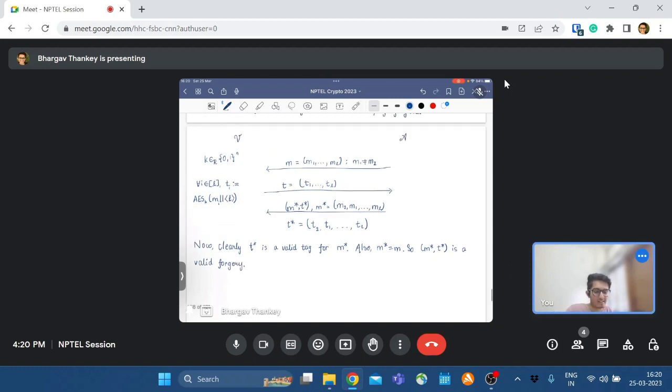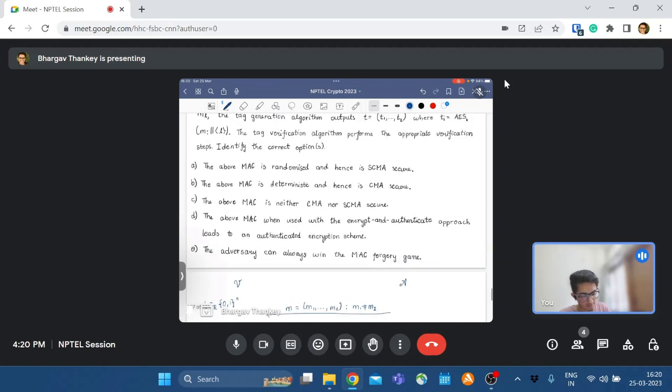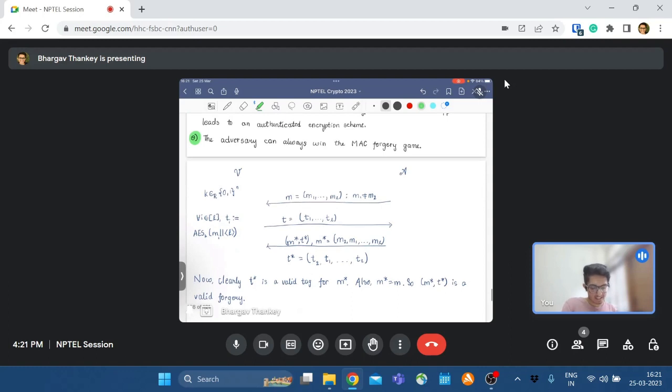So there exists an efficient adversary that can forge a tag for a new message. So the MAC is neither CMA secure nor SCMA secure. Option D: the above MAC, when used with the encrypt and authenticate approach, leads to an authenticated encryption scheme. Well, the MAC is not secure, so this is not going to happen. And option E is the adversary can always win the MAC forgery game. We saw an adversary that can always win, so yes, E is also correct.